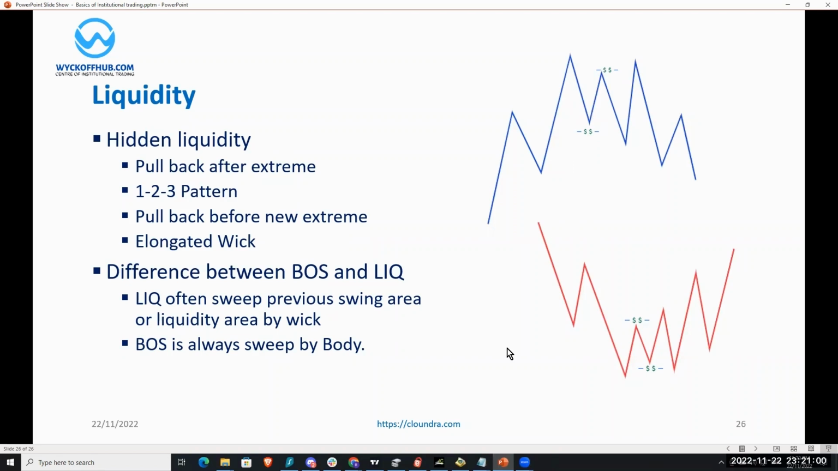Now, what is the difference between the BOS and the liquidity? Break of structure and liquidity is the thing where people actually get confused. Liquidity often sweeps the previous swing area or liquidity area by the wick. BOS is always swept by the body. We will go to the example shortly. For example, if this is your area up here, and this high is taken out by some wick here, then we consider this area a liquidity sweep. It's not a break of structure. That's what I mean.